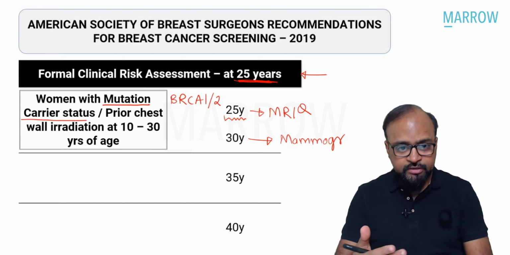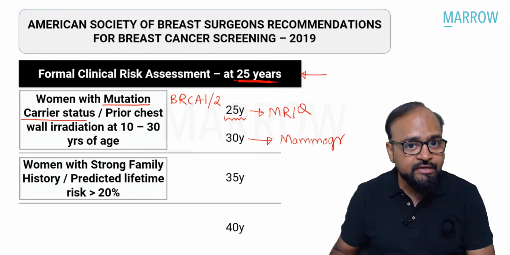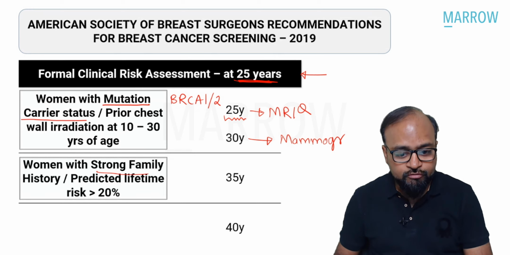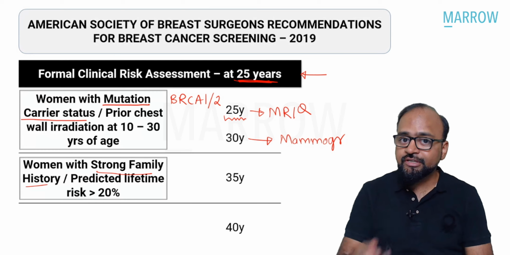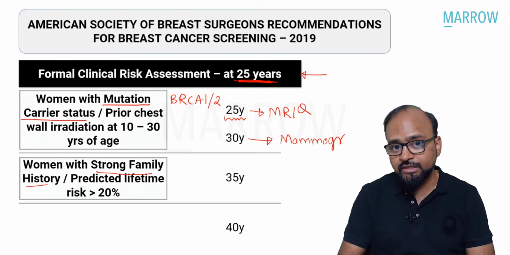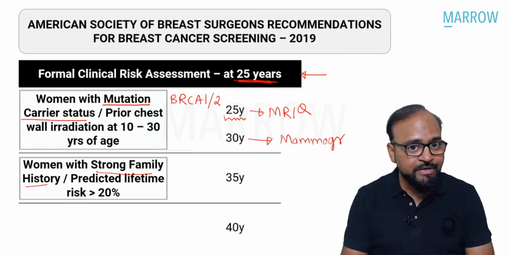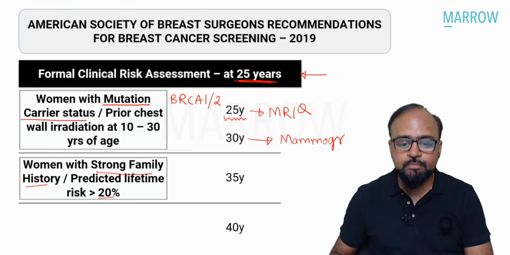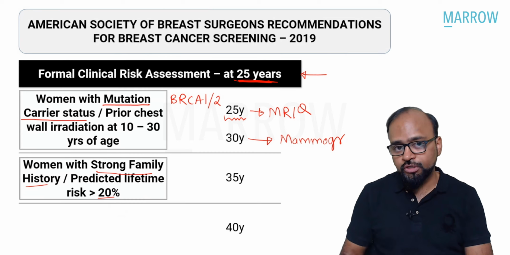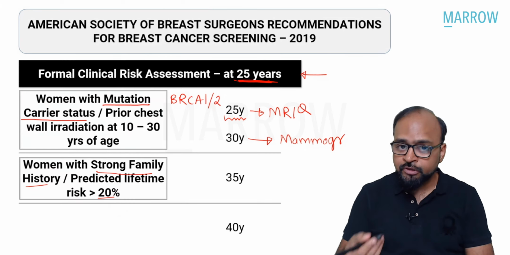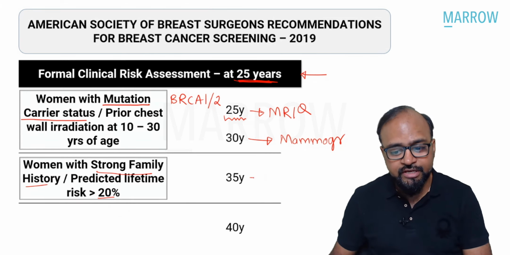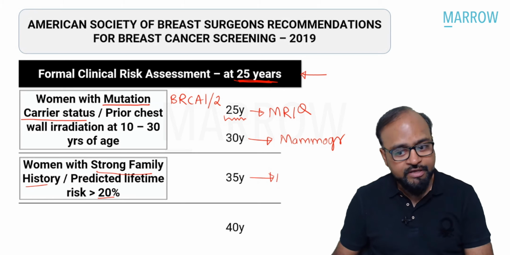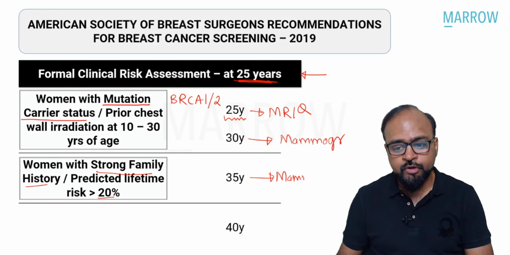Then if the patient falls in the intermediate risk category, that is, the patient has a strong family history, first degree primary relatives, say the patient's mother or a sister has developed breast cancer, that contributes to a strong family history, or using some statistical models, the predicted lifetime risk of more than 20% is calculated. Then for this category, you start screening at 35 years. At 35 years, you can do screening by using mammography.